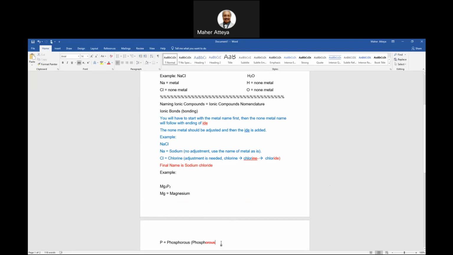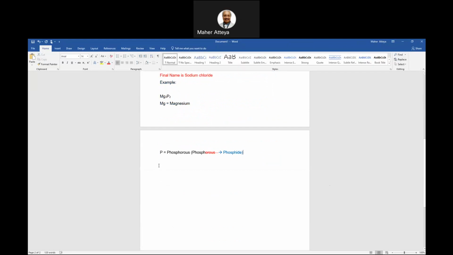So this one is out, and this one will then be turned to be phosphide. So I took all the OROUS out. I added IDE. This is magnesium phosphide. Magnesium phosphide. So another example. We'll do another example.